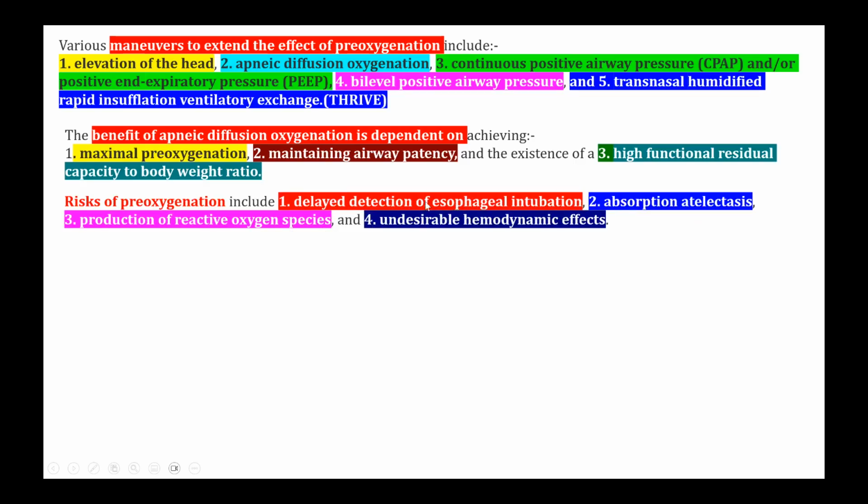But on the contrary, the EtCO2: how many tracings of EtCO2 are considered the gold standard for correct tracheal placement? 3 breaths? Six tracings, minimum 6 tracings. It should be a normal EtCO2 pattern of minimum 6 tracings in the EtCO2 graph. Then only it is considered as the correct placement of your tracheal tube. And it can lead to absorption atelectasis and production of reactive oxygen species. What do you understand by this?